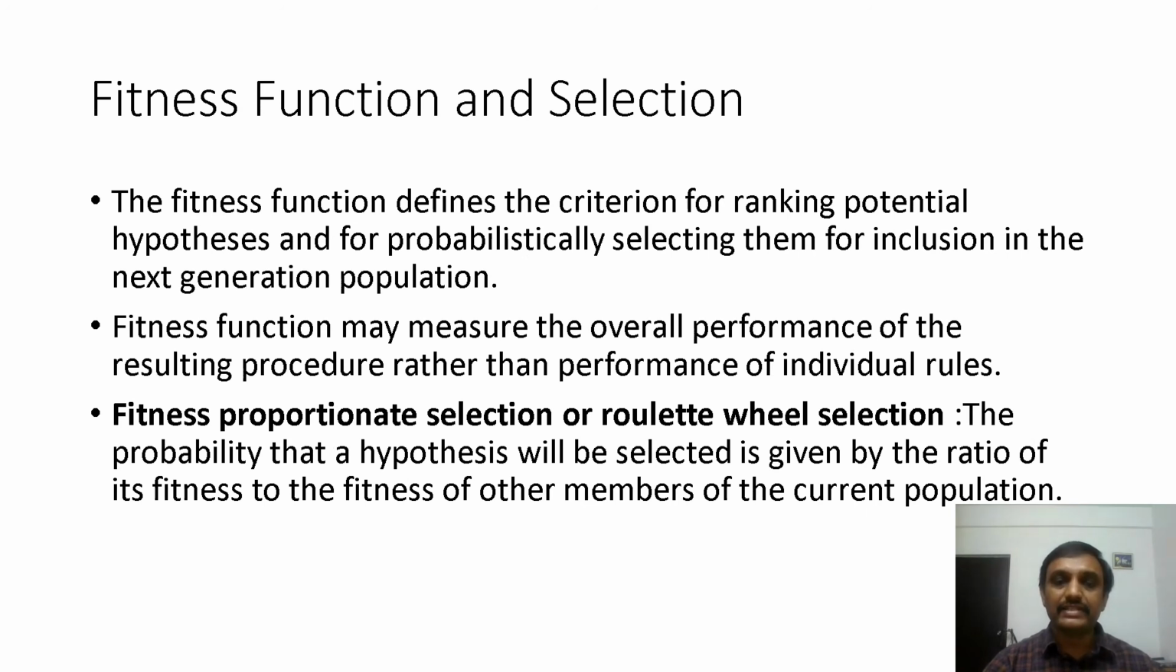Fitness function and selection. The fitness function measures the overall performance rather than individual performance. It defines a criteria for ranking potential hypotheses. To select by this fitness, we follow three selection procedures. First one is fitness proportionate selection. Here, the probability that a hypothesis will be selected is given by the ratio of its fitness to the fitness of other members of the current population.